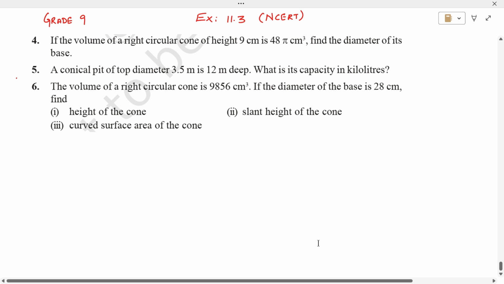In this video, we are going to solve question number 4 to 6 from exercise 11.3 of grade 9.